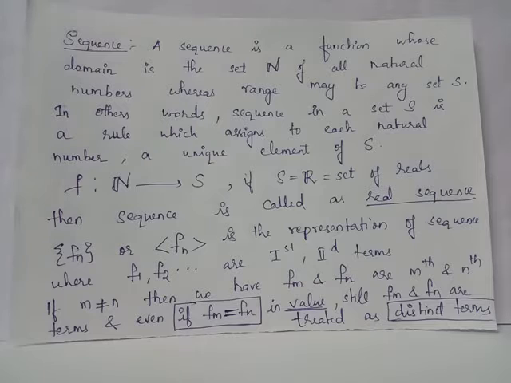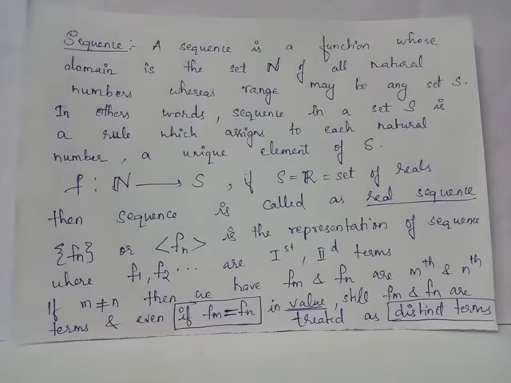Sequence can be represented using these two notations, or we can make use of curly brackets {a_n} or curly brackets {x_n} to denote a sequence. We have f suffix 1, f suffix 2 and f suffix 3 denoting the first, second and third terms respectively of the sequence f_n.